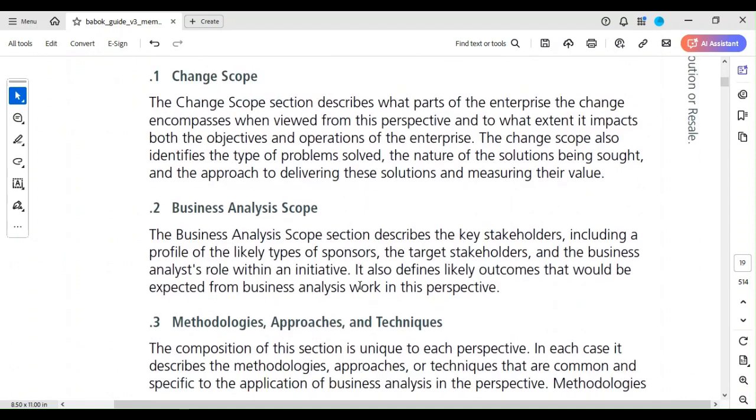So, change scope. The change scope section describes what parts of the enterprise the change encompasses when viewed from this perspective, and to what extent it impacts both the objectives and operations of the enterprise. So, the change scope helps us to understand the part of the enterprise the change encompasses, and also the extent to which it impacts the objectives and operations of the enterprise. The change scope also identifies the type of problems solved, the nature of the solutions being sought, and the approach to delivering these solutions and measuring their value.